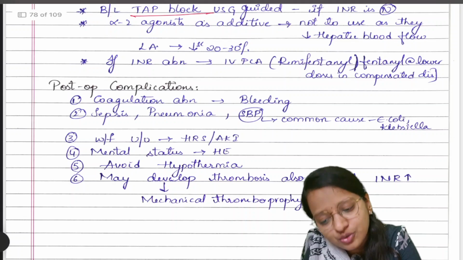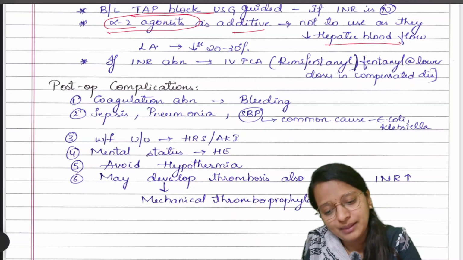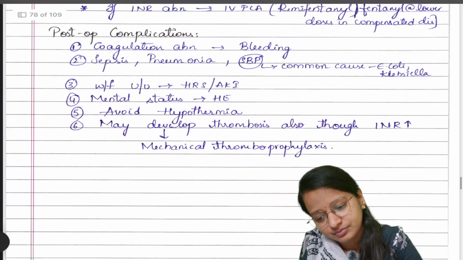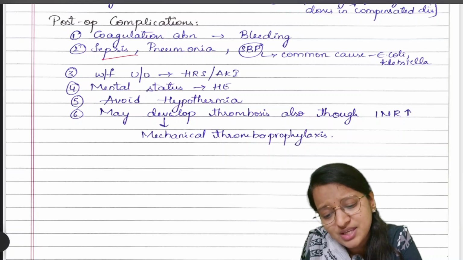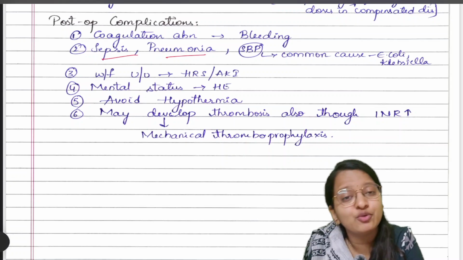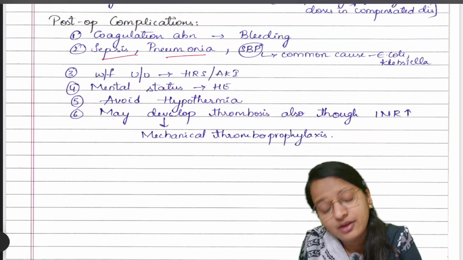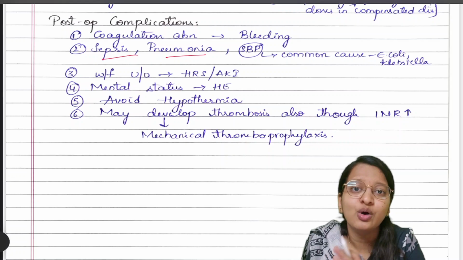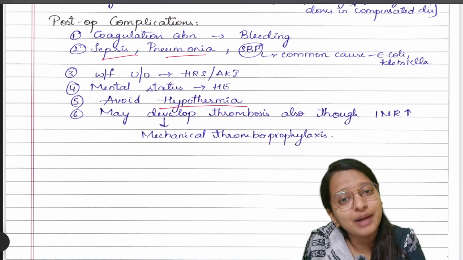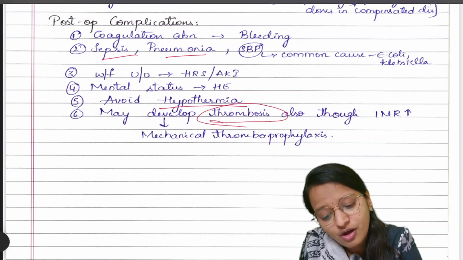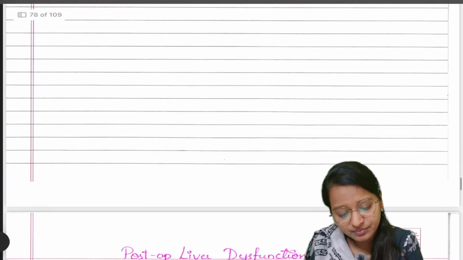It is better not to use alpha 2 agonists as an additive because they decrease your hepatic blood flow. So post-op complications might include coagulation abnormalities, sepsis, pneumonia. We have to watch for urine output because the patient might land into HRS or AKI. We have to see his mental status. We have to assess for hepatic encephalopathy. We have to avoid hypothermia and he might also develop thrombosis. So mechanical thromboprophylaxis has to be done in the post-op period.